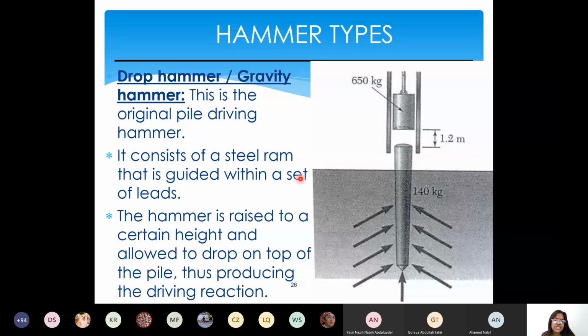It consists of a steel ram that is guided with a set of leads. The hammer is raised to a certain height and allowed to drop. This is the leader, the column in which it can move. So it can be raised to a certain height and allowed to drop on top of the pile, thus producing a driving action by impact.